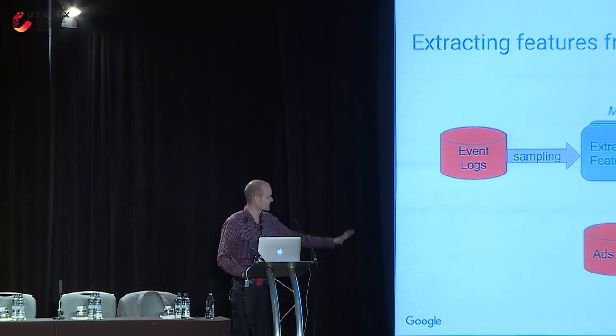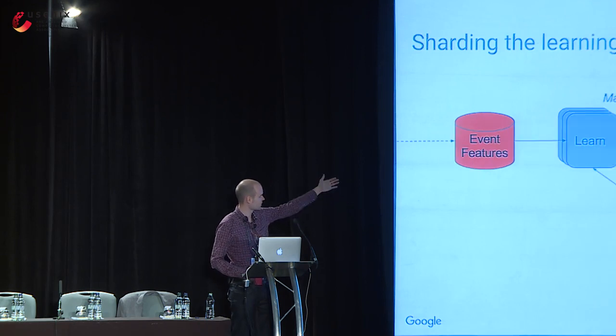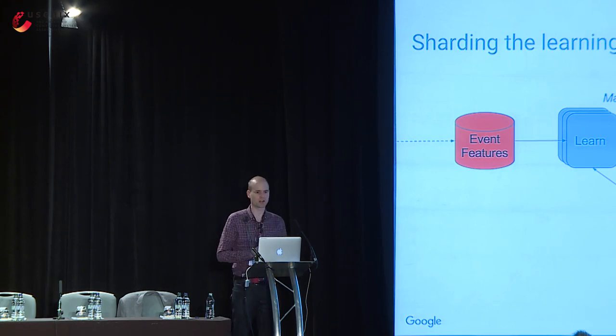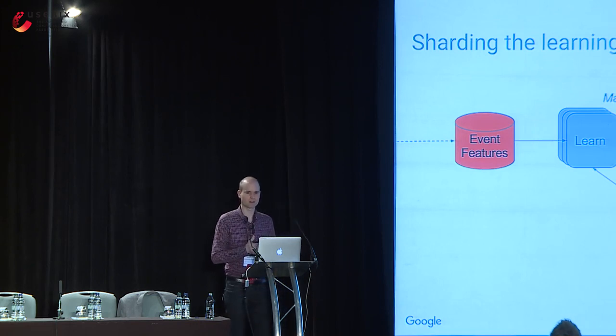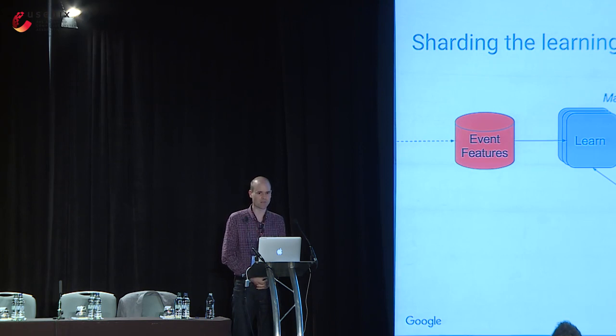Now, finally, having the event features, you see the dotted line from the previous slide, you can come back and finally try learning on them. Now, scaling up the machine learning is really mathematically hairy, so I'm not going to go into those details here, but the large system design of it, in one sense, can look a lot like MapReduce.